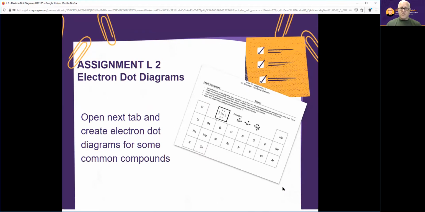All right, once you've done those practices, I want you to open up assignment L2 on electron dot diagrams, and you're going to create electron diagrams for many of these elements again. We're going to do almost all of these that are on this page. And I've set that up for you just like we used before on the slides with moving the dots over. So you're going to get really familiar with these before we start doing some of the bigger compounds.